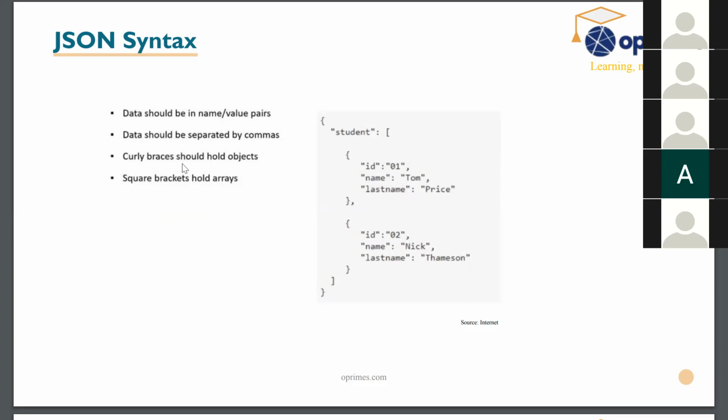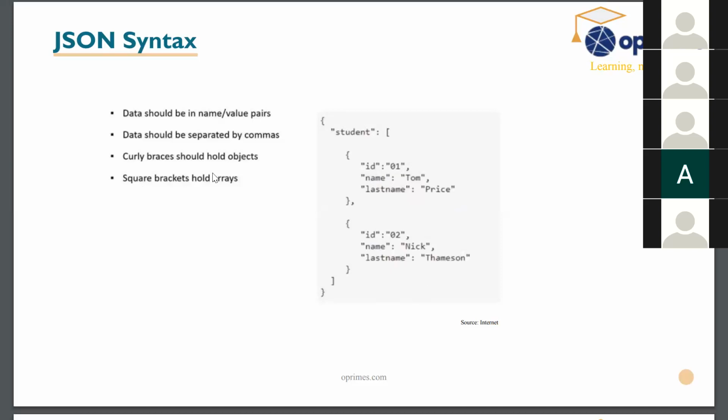And again, curly braces should hold objects. These curly braces that I'm pointing out will hold the object. For example, this is holding one big object, and inside it are small tiny objects. ID1 is holding one object, ID2 is holding one object, and this is holding a very big object.